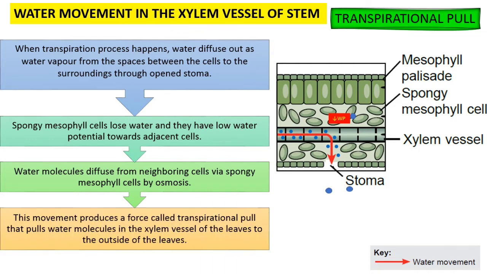This movement produces a force called transpirational pull that pulls water molecules in the xylem vessel of the leaf to the outside of the leaf. So this process will pull the water from the airspace to the surroundings, and then the loss of water from the spongy mesophyll will be replaced by the water in the xylem vessel.